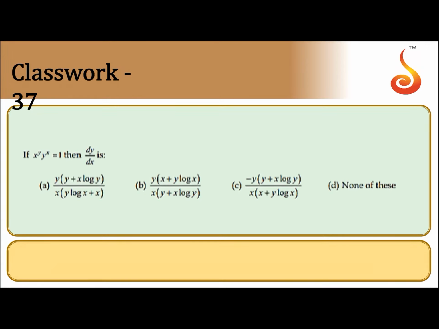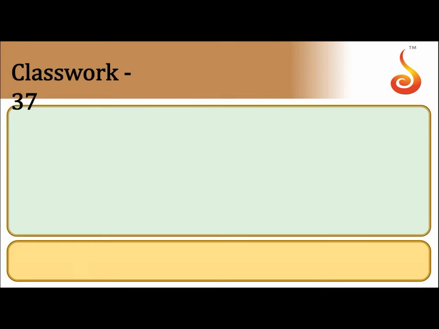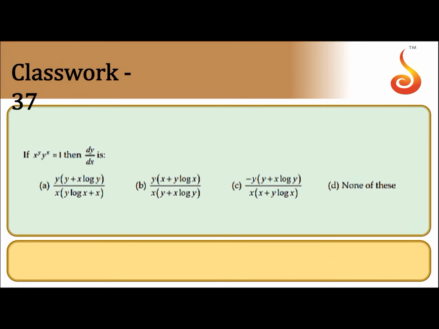So the answer is nothing but y square log y, first option. Coming to next one. It's simple. x power y plus y power x. If you take logarithm, x log y plus y log x equals 0. If you take it to the right side, you get a minus sign. That's possible only with C. None of the other options satisfy. So the answer is C.